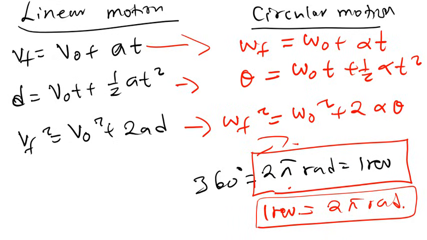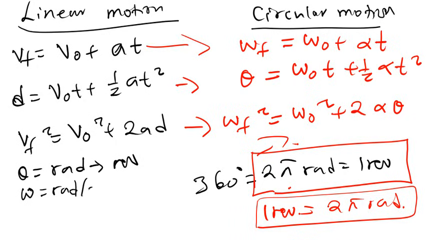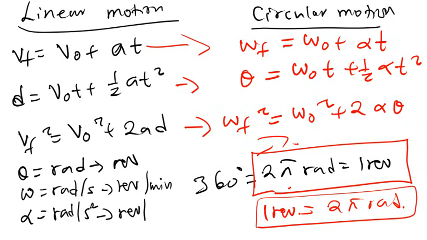So the theta can either be in rad, that's the SI unit, but sometimes they will tell you that it is in revolution. Then the omega is in rad per second. Sometimes they are going to give it in revolution per minute, but in most cases we need to change from revolution per minute to rad per second. Then alpha, which is the acceleration, is in rad per second squared, but sometimes they can give you revolution per minute squared, but these are the SI units.